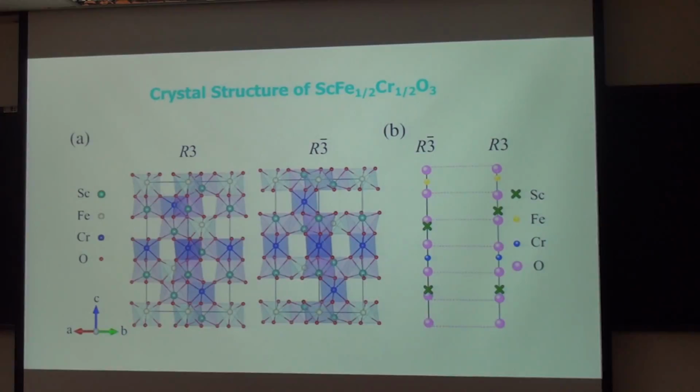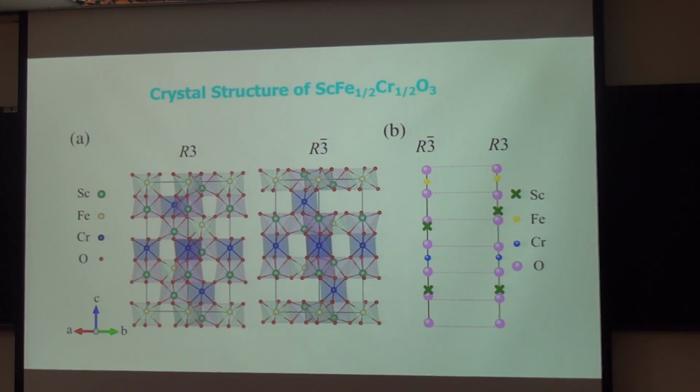So what we have calculated is this crystal structure. It contains alternating chromium and iron along the C direction. And in the polar phase, we can find the chromium and iron displaced away from the center. So a ferroelectric polarization will develop along the C direction. This is its centrosymmetric structure.